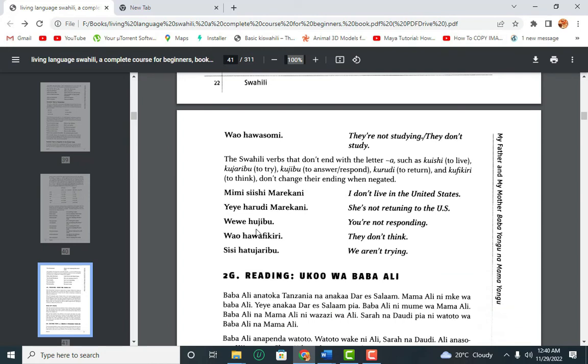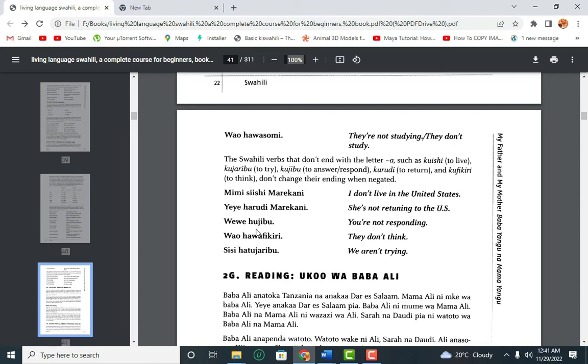The Swahili verbs that don't end with the letter a, such as kuishi, which means to live, kujaribu, which is to try, kujibu, which means to answer or to respond, kurudi, which means to return, and kufikiri, which is to think, don't change their ending when negated. Examples in the sentence are: mimi siishi Marekani, which means I don't live in the United States.